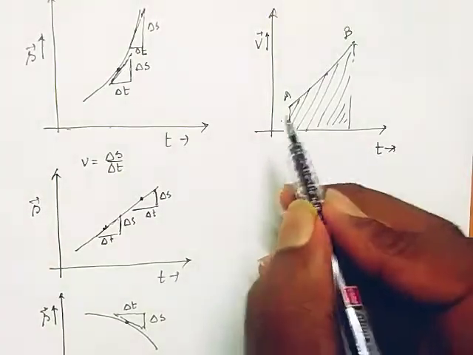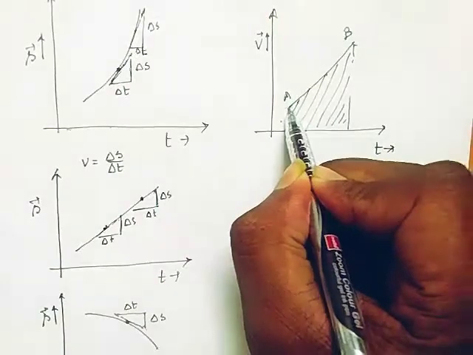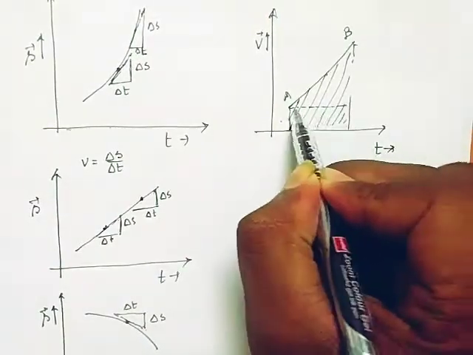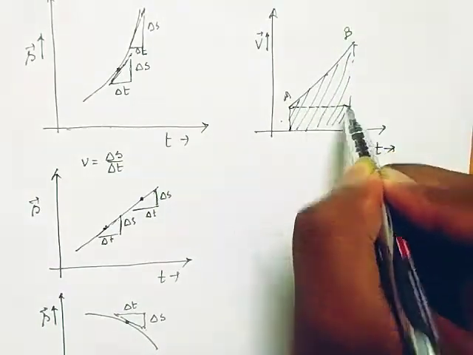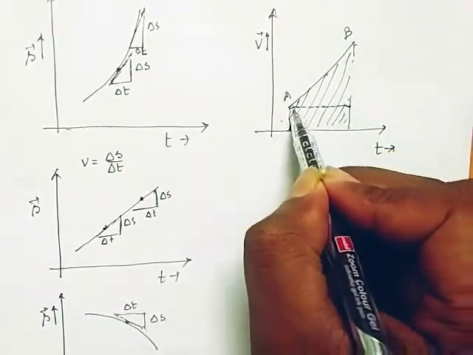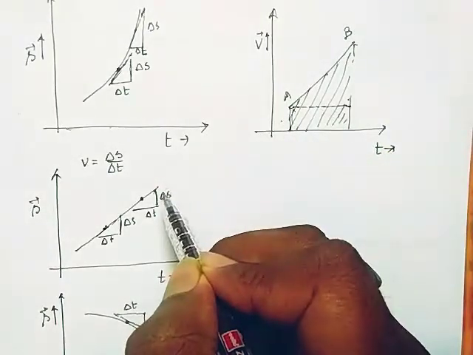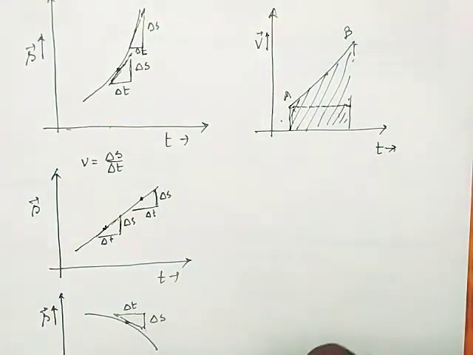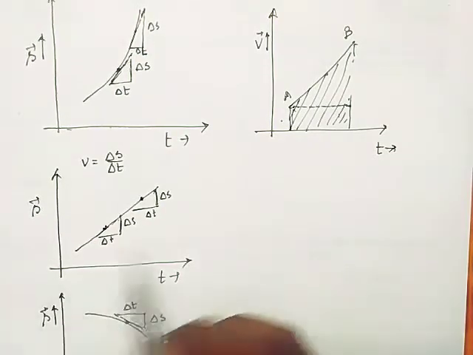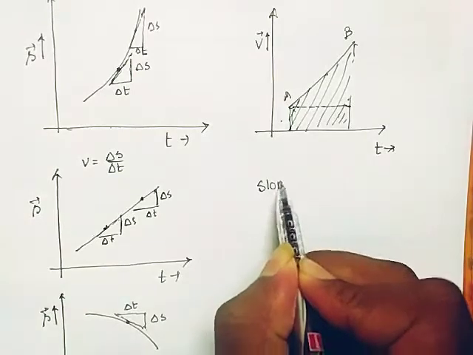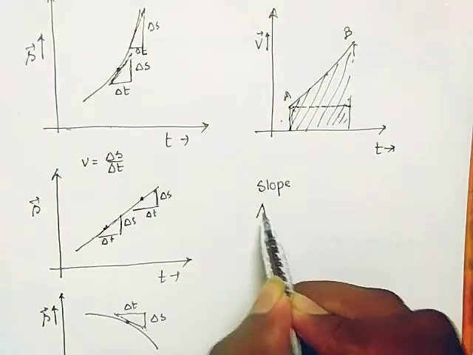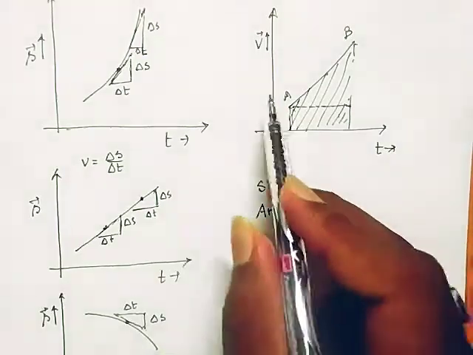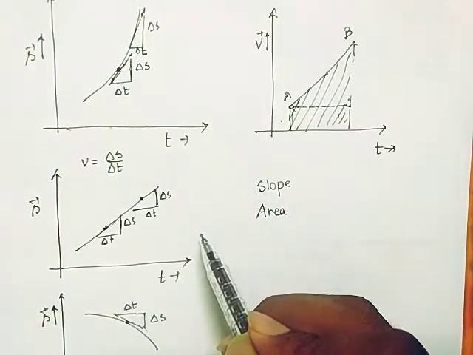Now it is a mathematical technique. We just divide this area into geometrical figures, that is, a triangle and a rectangle. We will deal with different types of problems here, and you will see how these things are applied. But two things: the slope of the S versus T curve gives the velocity, and the area of the V versus T curve gives the displacement.